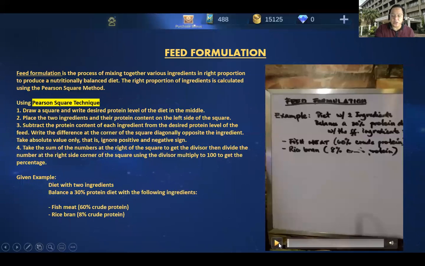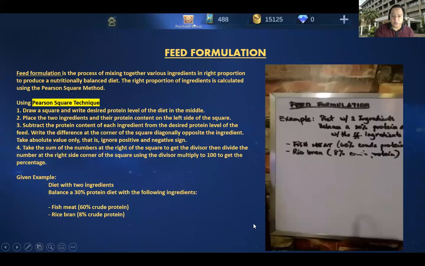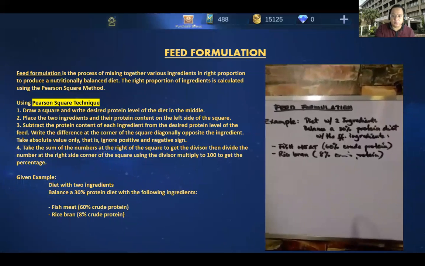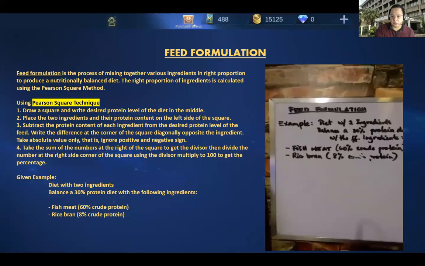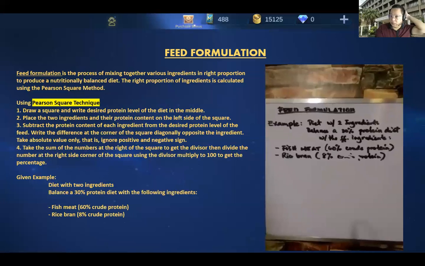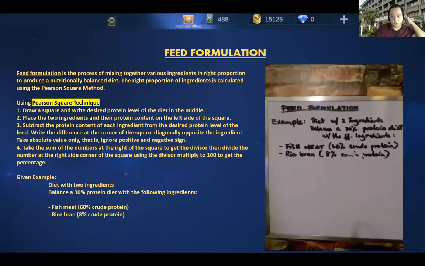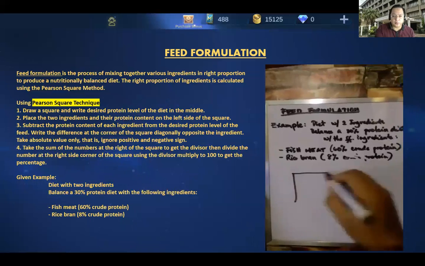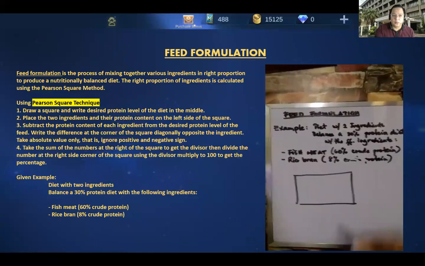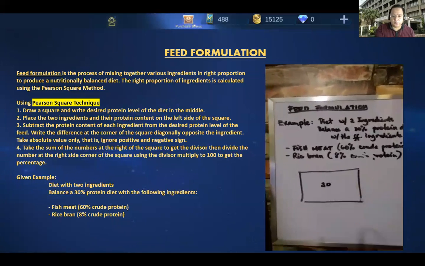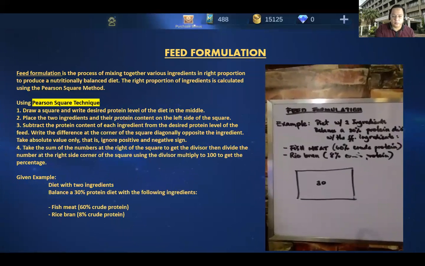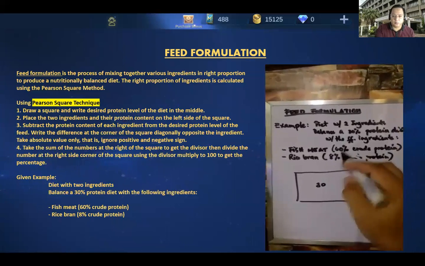So this is how we solve the problem. Example, the diet with two ingredients, balance a 30% protein diet with fish meat, 60% crude protein, and rice bran, 8% crude protein. So again, we use the Pearson square technique. First, draw a square and write the protein level of the diet in the middle. That is 30. Next, place the two ingredients and their protein content on the left side of the square.